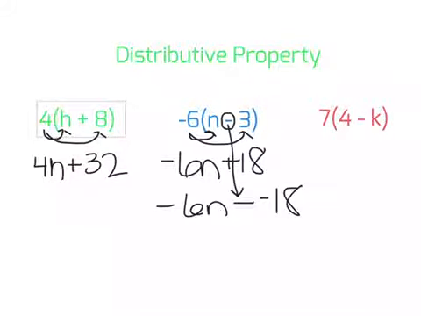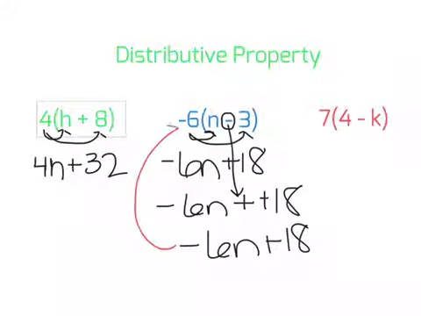So you get negative 6n minus negative 18, which is not wrong, but there's a better way to write it because subtracting a negative is the same thing as adding a positive. So you would rewrite that as negative 6n plus 18 anyway, which, if you look, matches exactly what we had that first time if we think of that 3 as a negative 3. But again, both of them are correct.